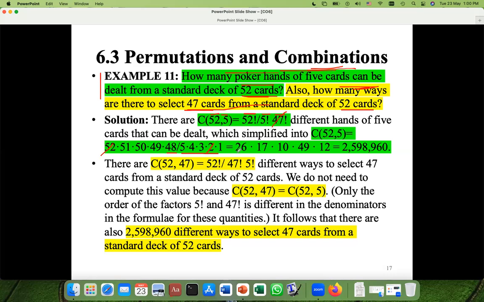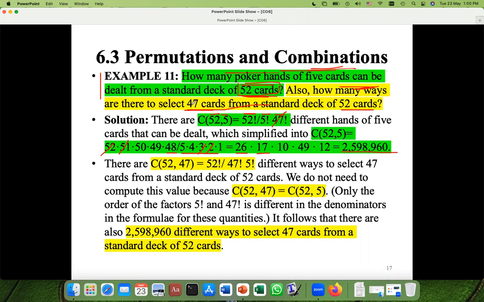And then this 3 with maybe 51, 3 ones, and then 3 times 17, you will have 17, and so on. So you will have this number finally. So this is the total number of hands of 5 cards that are possible with these 52 cards.